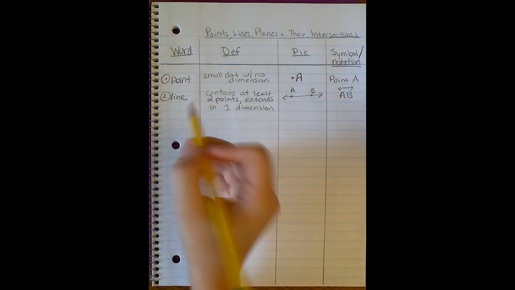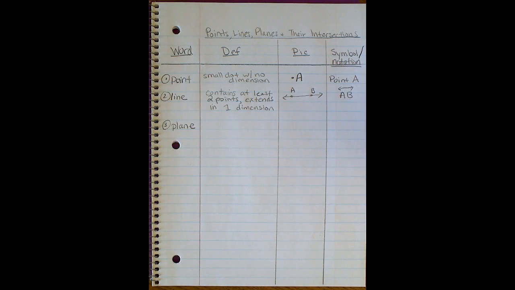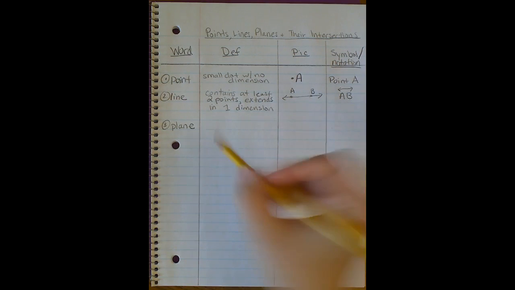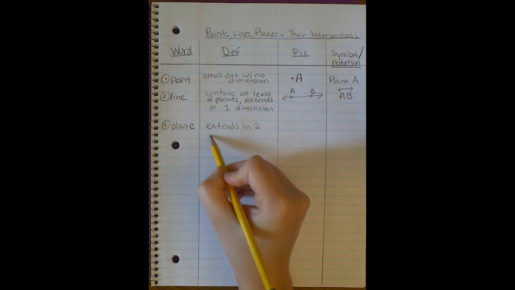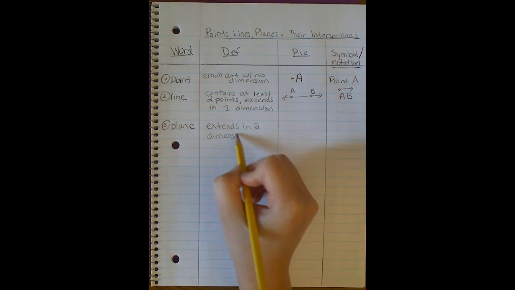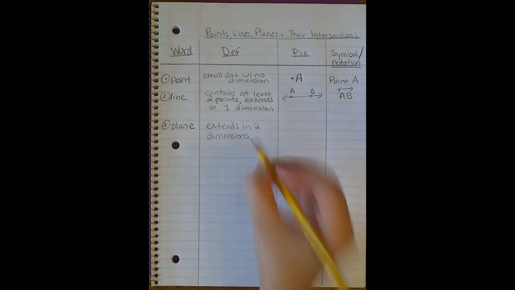Our third vocabulary word is plane. Okay? A plane, as you may notice a pattern, a point has no dimension, a line has 1 dimension, a plane extends in 2 dimensions. Okay, also looking at another pattern, we have 1 point, then we have a line which contains at least 2 points. A plane contains at least 3 points.